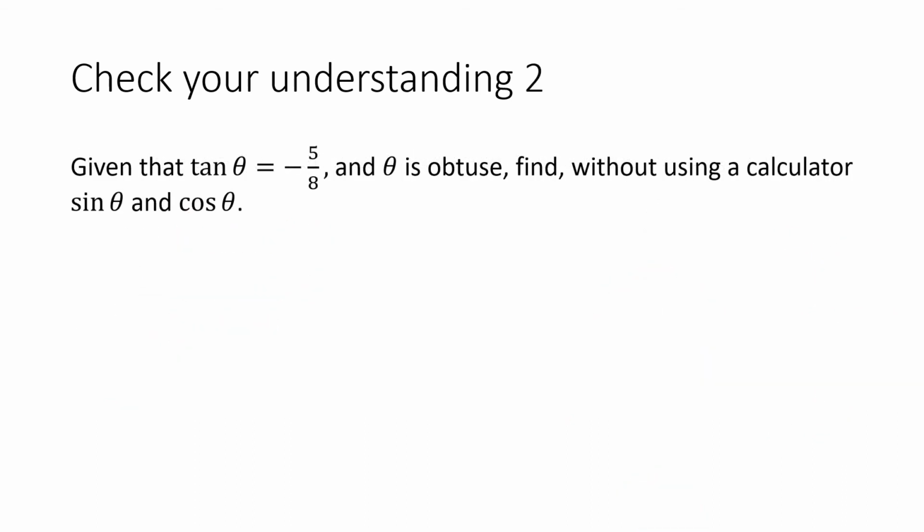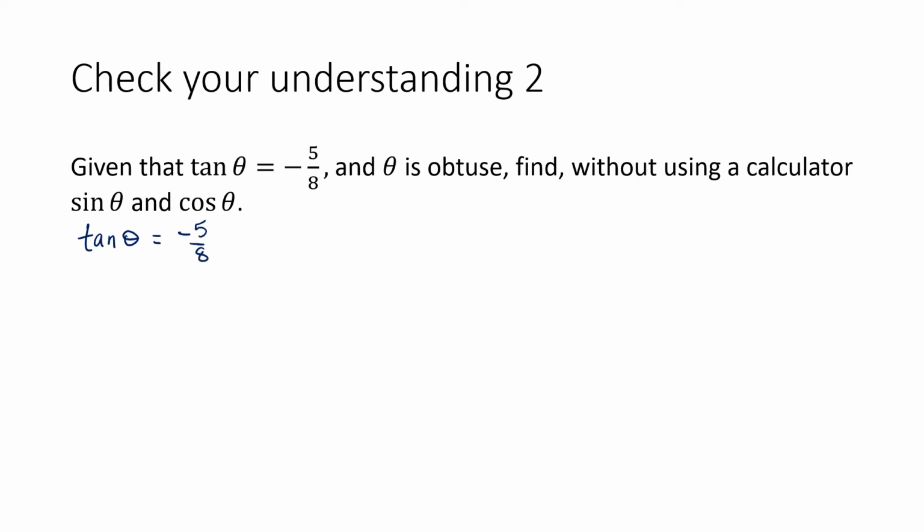Let's do this other example to check our understanding. It says, given that the tangent of theta is negative 5/8 and theta is obtuse, find, without using a calculator, sine theta and cosine theta. So the information we have been given is that the tangent of theta is negative 5/8.